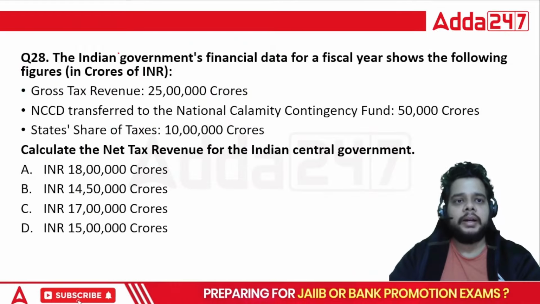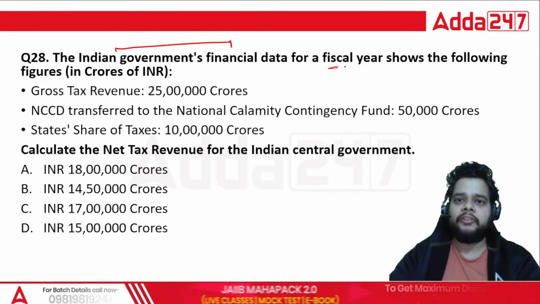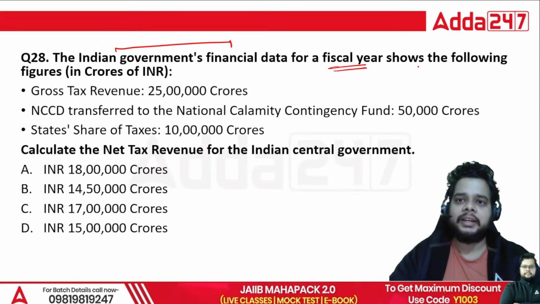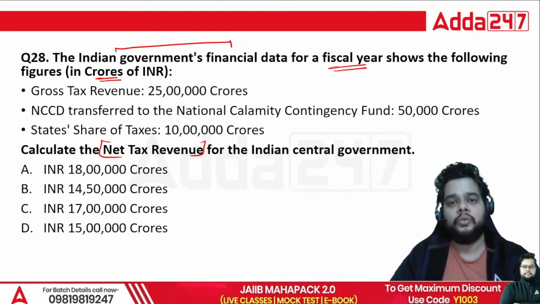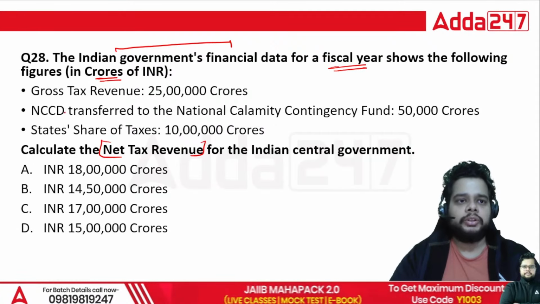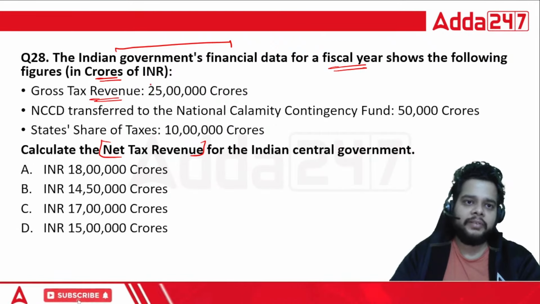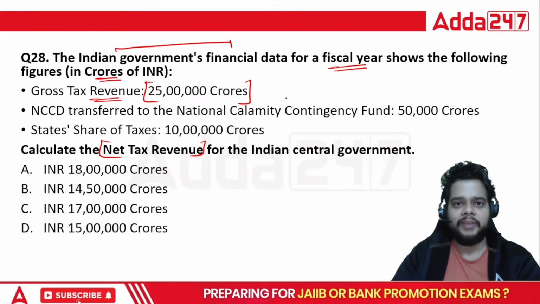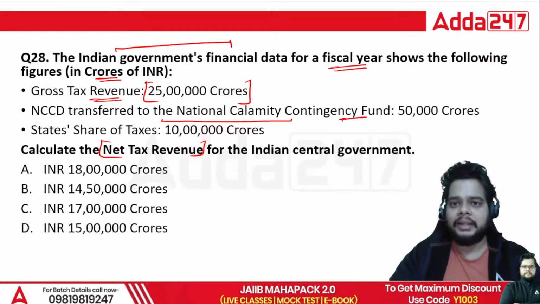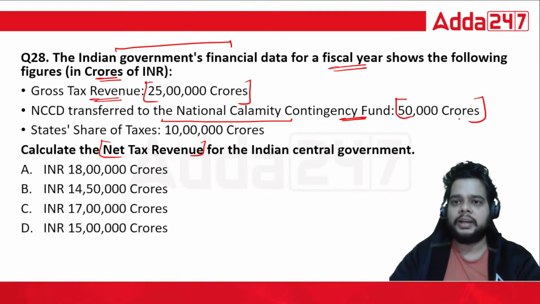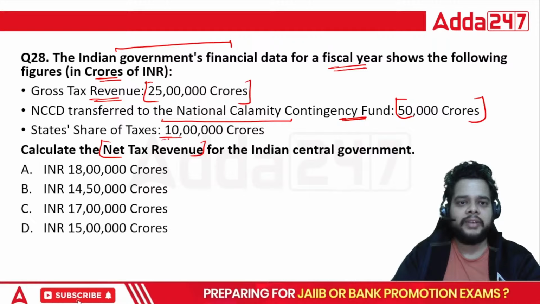Then we have Indian government's financial data for the fiscal year shows the following figures in crores of INR. You have to tell me the net tax revenue. Somewhere down the line, I have told you in question number 26 how you can calculate the net tax revenue. So you have the gross tax revenue figure with us as 25 lakh crore. NCCD transferred to National Calamity Contingency Fund as 50,000 crore. State share of taxes as 10 lakh crore. So what will be the right answer?